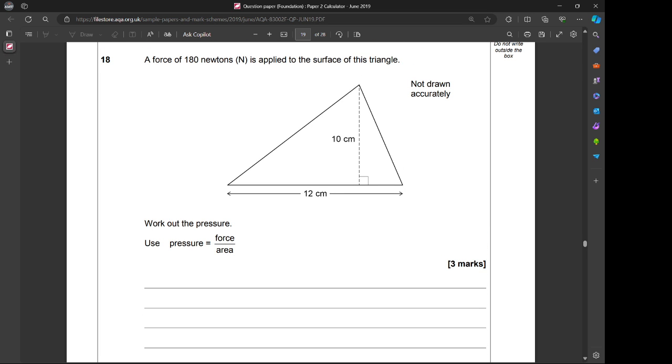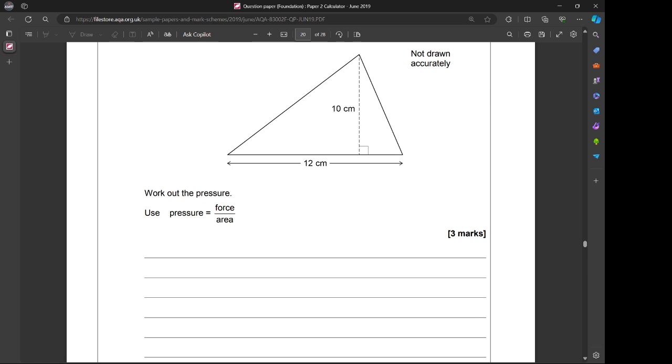So the area of a triangle is a half times base times height, or base times height over 2. So that, guys, will be my answer, which gives us the answer of 3.